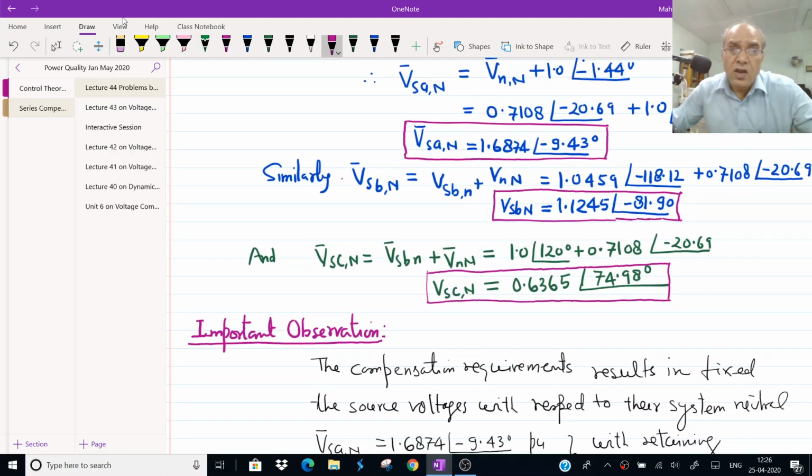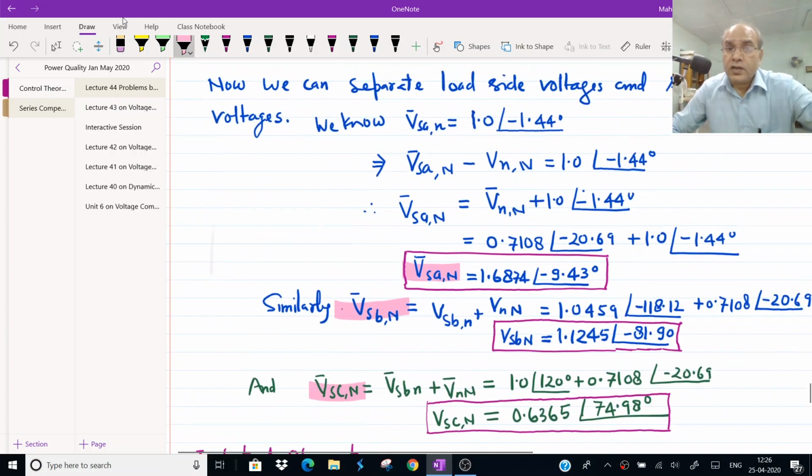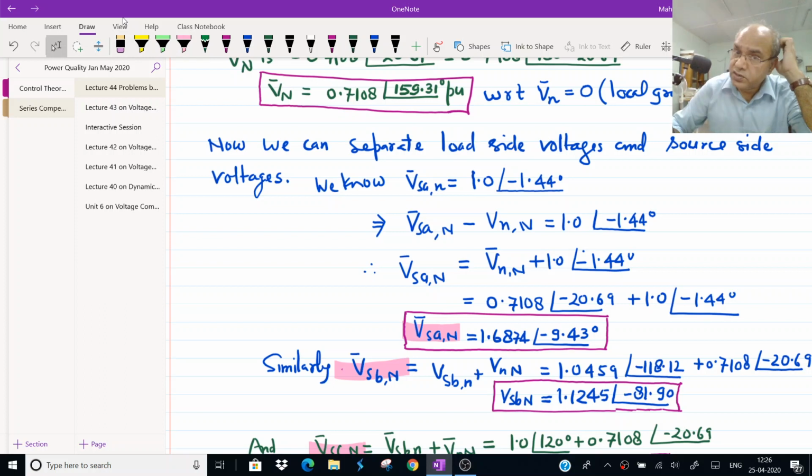BSBN you can say, or you can say BSCN or BSAN. What about these voltages? Because on the source side, we don't have access to the load neutral. On the source side, we have access to the system neutral, capital N. In that case, we will use this equation.